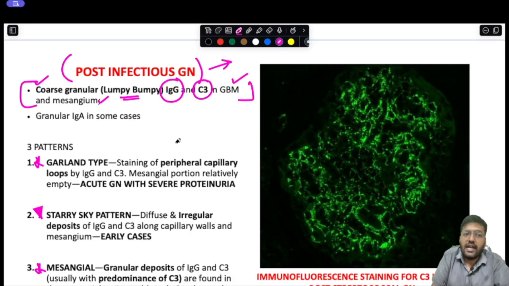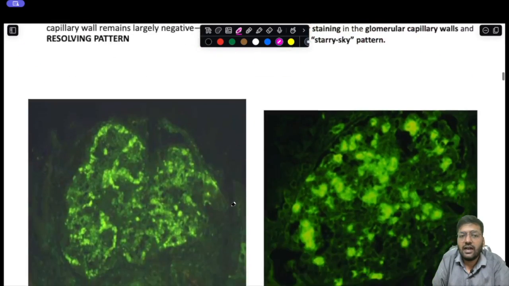So what is the garland type? In the garland type, there is staining of the peripheral capillary loops by IgG and C3. The mesangial portion is relatively empty in the garland type. This basically signifies acute glomerular nephritis with a severe proteinuria. So this is the garland type of staining.